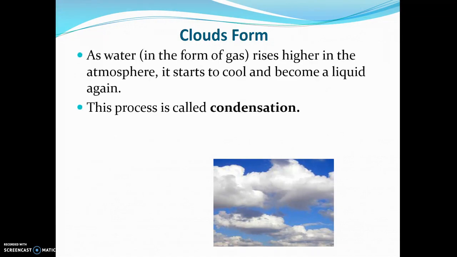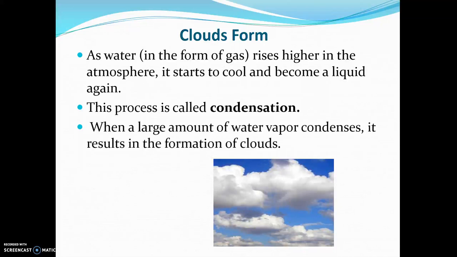After water evaporates, then clouds form. This happens because this water that evaporates and turns into a gas rises due to heat. And as it gets higher in the atmosphere, it starts to cool off and becomes liquid again. This process is called condensation. When a large amount of water vapor condenses, it results in the formation of clouds. So all the clouds you see around you are due to these little droplets of water vapor which have combined together through this process of condensation.